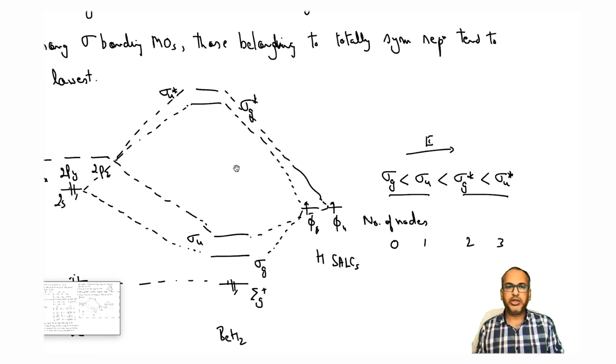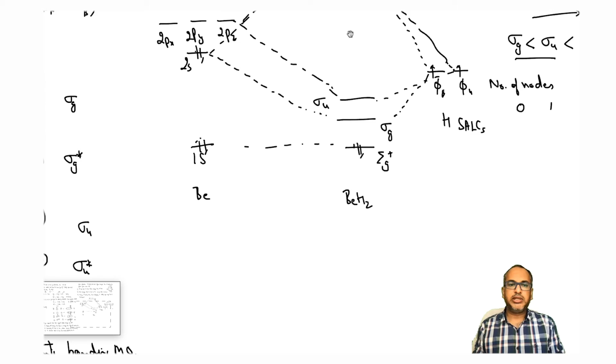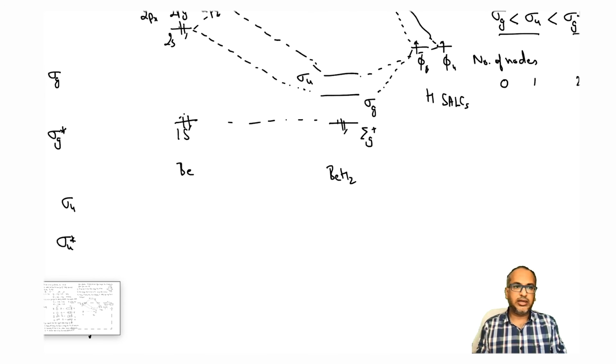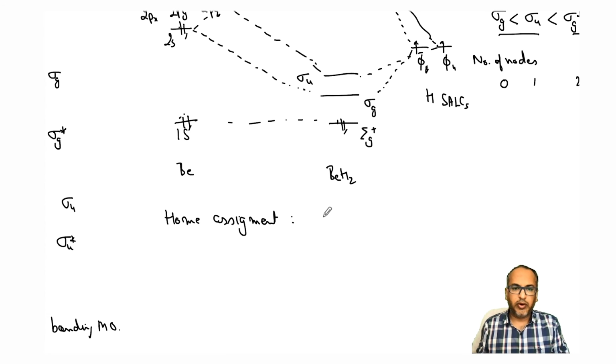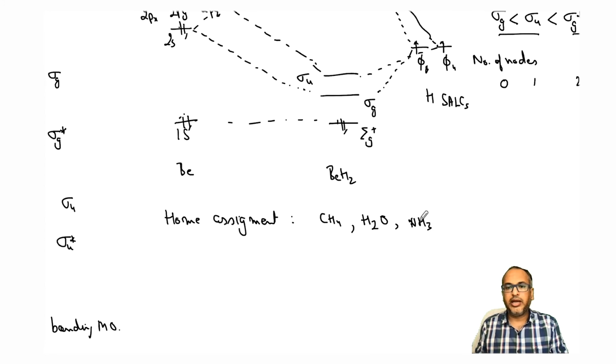So there should not be any confusion now. We will see more examples if time permits. Otherwise, I would suggest you take a home assignment and do it for CH4. Try to develop the MO diagram. We have already done it for valence bond treatment, so it should not be a problem. And take more molecules, take H2O, NH3, and try to develop the MO diagram for all of these and see if you get any difficulty. Of course, we can discuss once you have the difficulty.